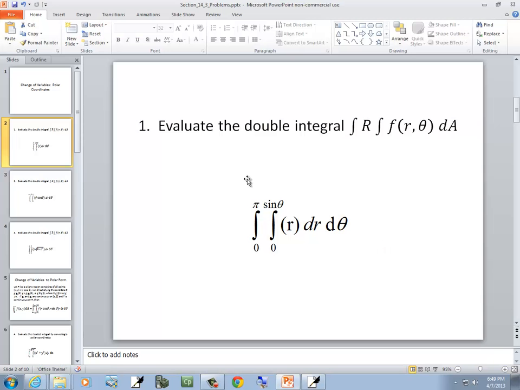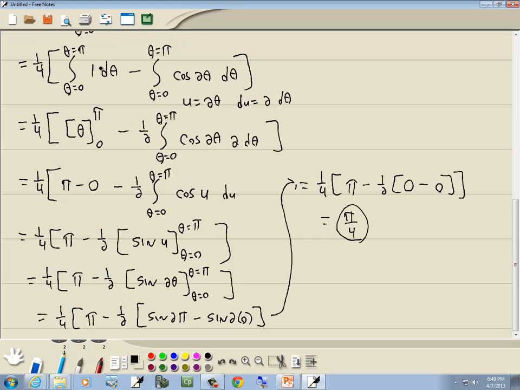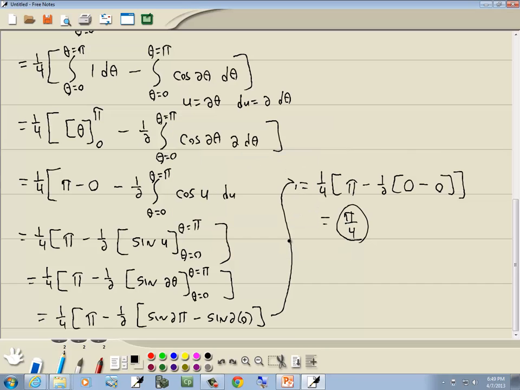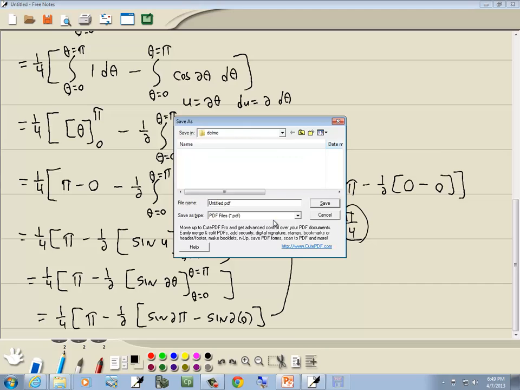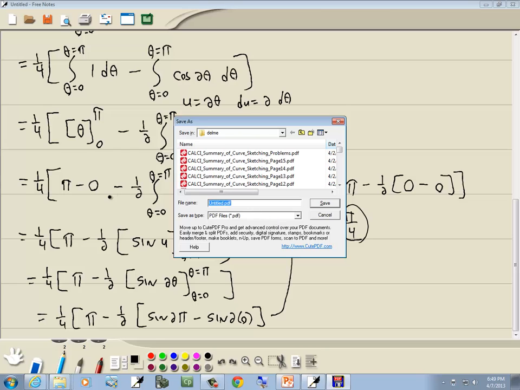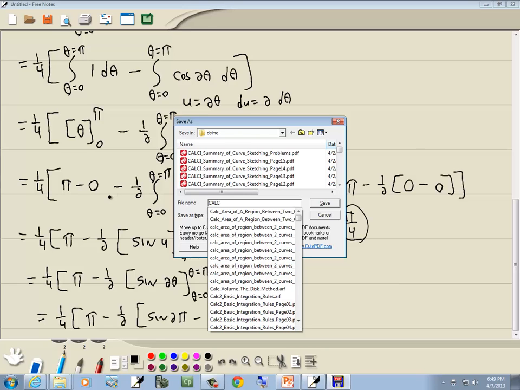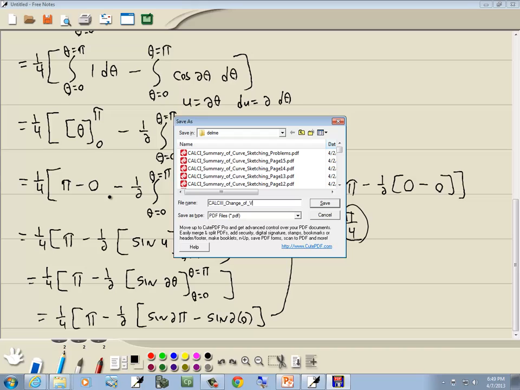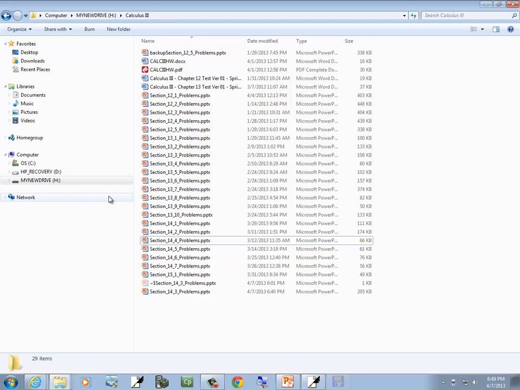Let me save this. Change of variables, polar coordinates. Calc 3. Change of variables, polar coordinates. Page 01.pdf.